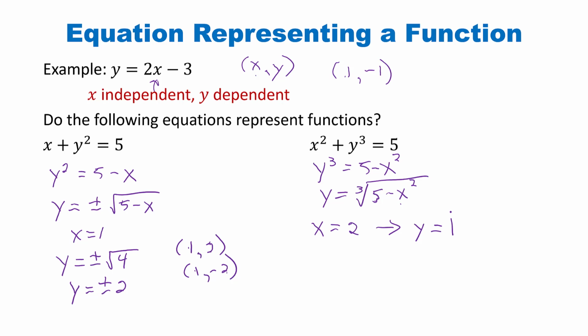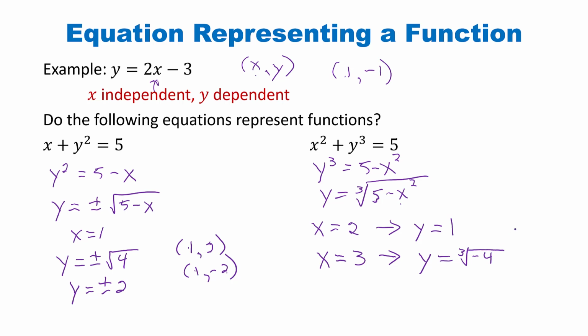What if I let x be equal to 3? If x equals 3, then y would be equal to the cube root of 5 minus 9, or the cube root of negative 4. Oh, did I get that right? Cube root of negative 4.